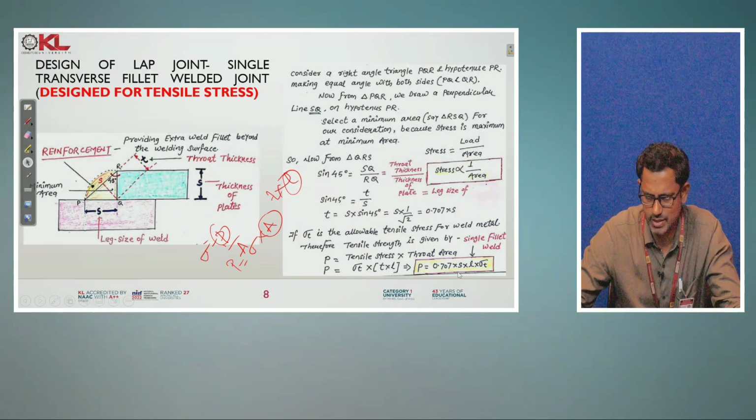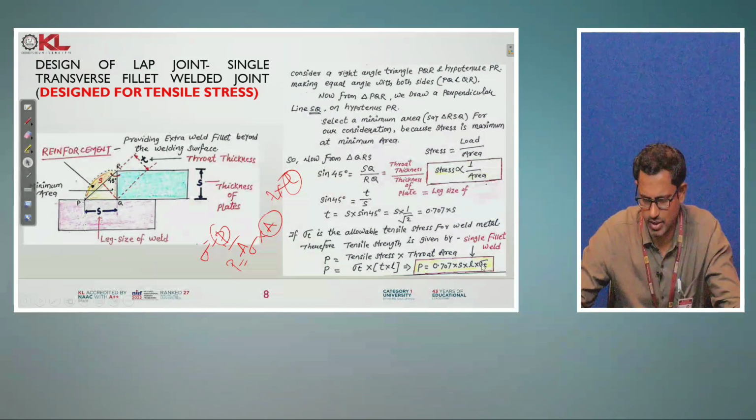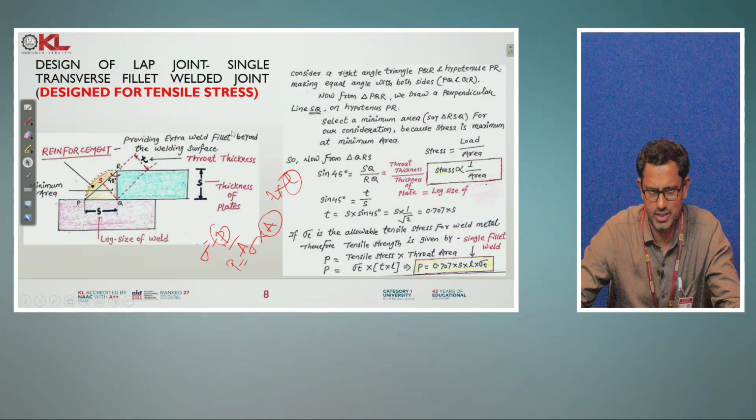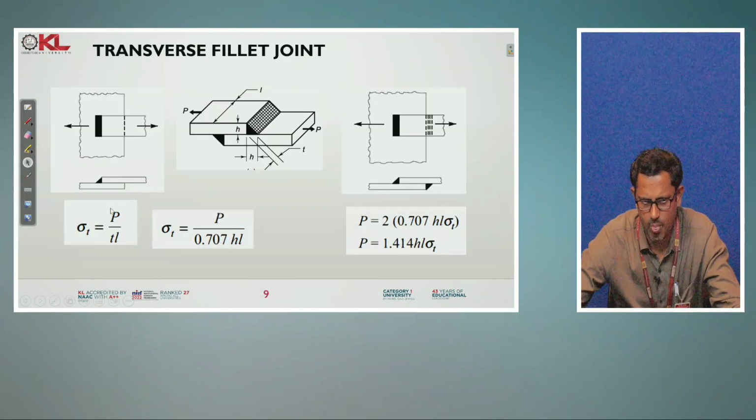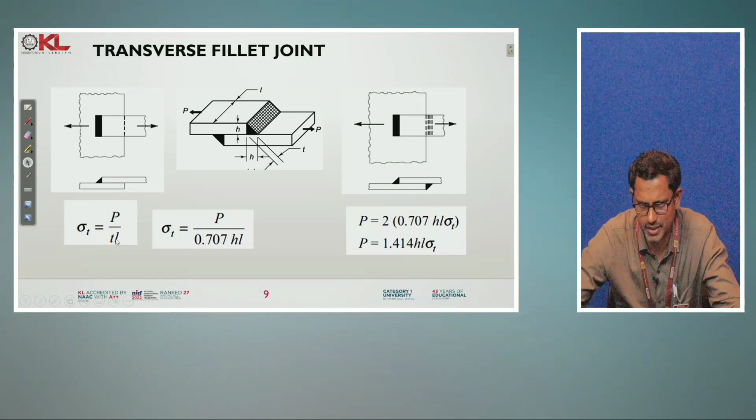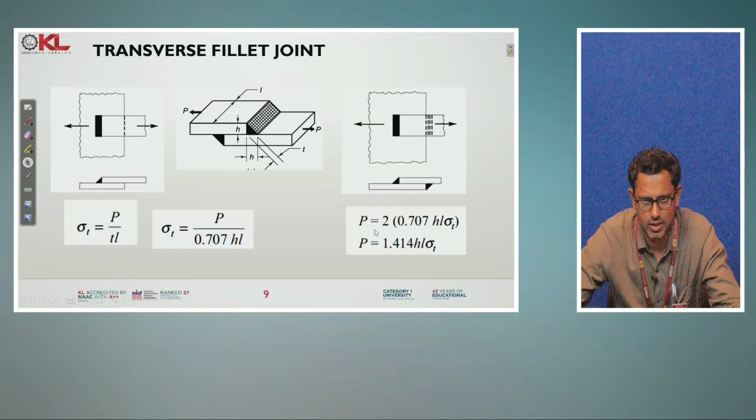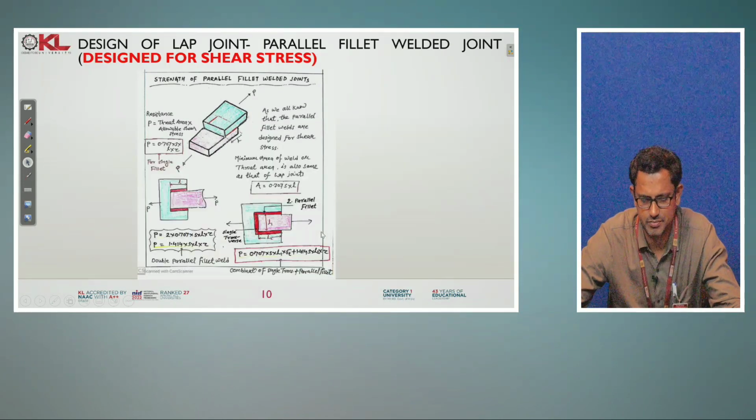P is equal to 0.707 into S into L into sigma T. This is for single transverse, load per unit area. This is for double transverse fillet. If one is 0.707, it will be into 2. So 2 into 0.707 into H into L. So that will give you the 1.414 H into L into sigma T value. So this is for the single transverse equations, and this is for the double transverse equations.